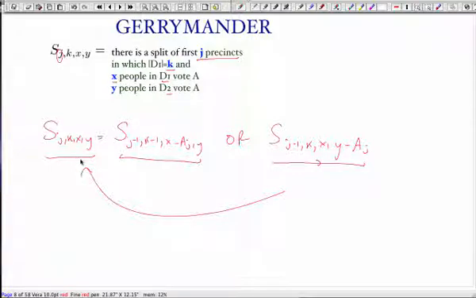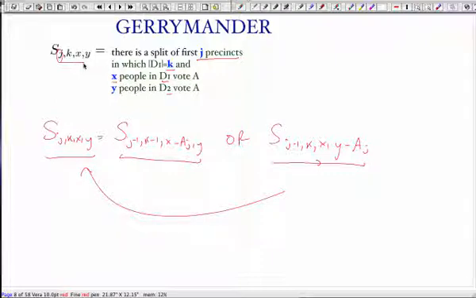This is going to be true if there was a way to assign j-1 precincts such that D1 had k-1 of them, and then you assign that jth precinct, AJ, to D1, which makes this j-1 go to k, and makes this x minus AJ people who previously voted for party A and D1, now x minus AJ plus AJ, so you get x people voting for A and D1. And before you had y people voting for A and D2, and that doesn't change. So this is one way for this variable to be true.